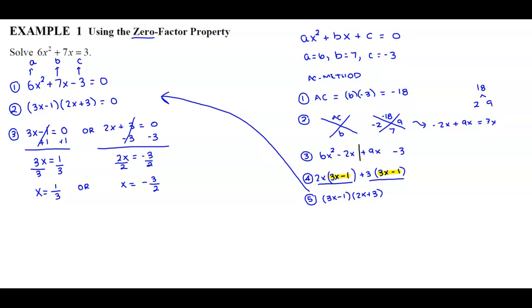Okay? And now we're going to write this as a solution set, which means that we have two solutions. So we're going to write our braces. The smaller number of the two is the negative 3/2. And then the other solution is 1/3. And therefore, there is our answer.